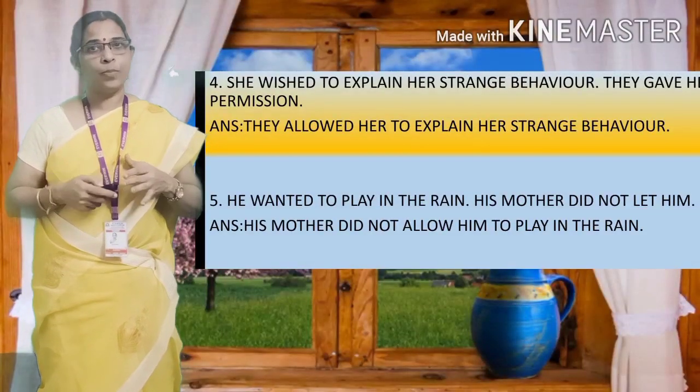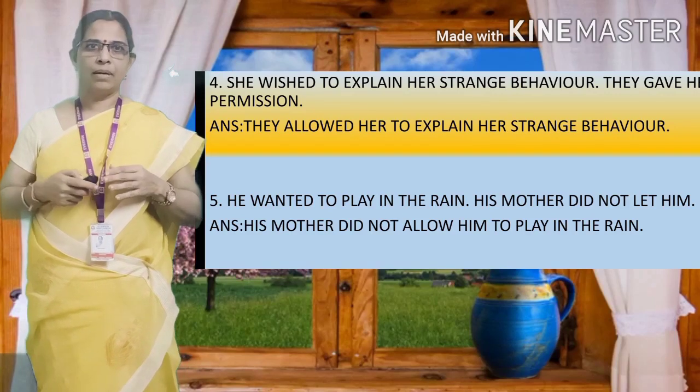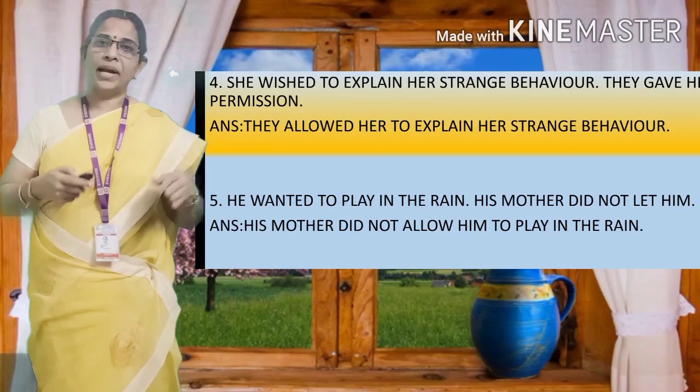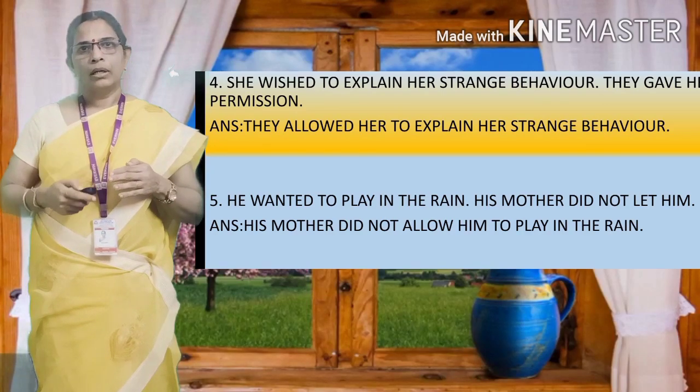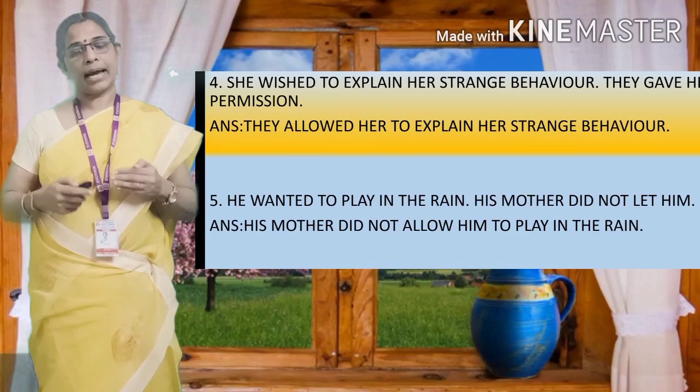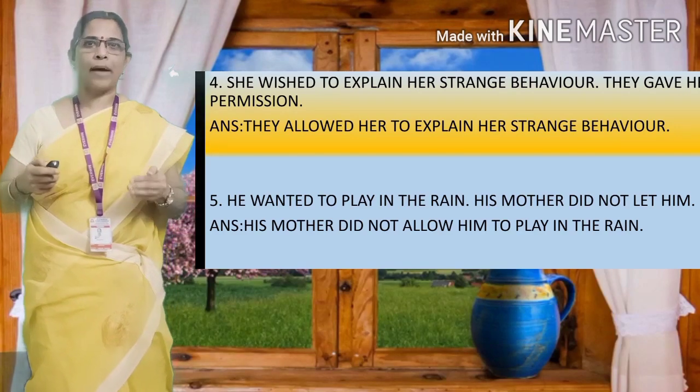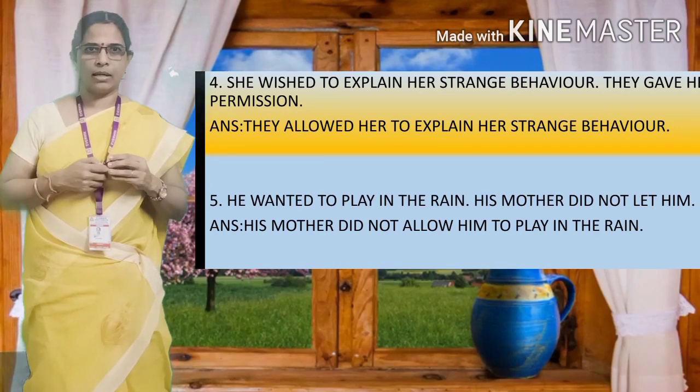Fourth one. She wished to explain her strange behavior. They gave her permission. They allowed her to explain her strange behavior. Again the sentence is in past tense, so you have to make use of the same sentence, same tense.